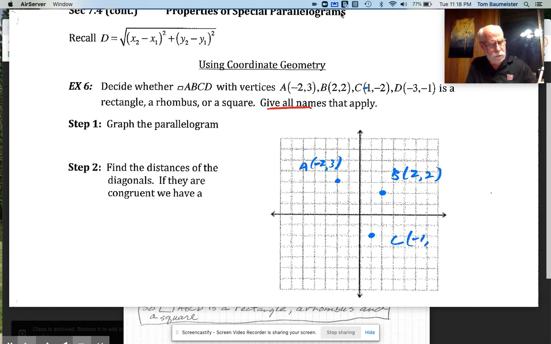No, wait, it's net. Never mind. It is +1. Sorry. I really should stop doing this late at night because it is +1. Because I did go over 1 in the right, but it's -2. And let's see, D is -3, so I'm going to go over -3, and then I'm going to go down 1. So there's D, and it's at -3 and -1. All right, so I'm going to graph it, so I'm going to connect the dots.